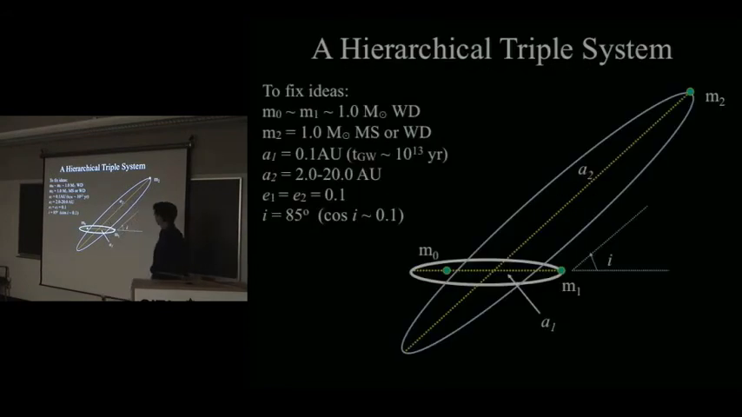So here we go back to our hierarchical triple system. Now I want you to imagine that these two components are both white dwarfs, and the tertiary sitting out there is maybe a 1 solar mass main sequence star or a white dwarf. Let the initial separation be 0.1 AU. So the gravity wave time is 10 to the 13 years. It's 100 times the age of the universe. And we make the semi-major axis of the outer guy maybe 2 or 20 or 50 AU. We give low eccentricities, we make the inclination 85 degrees, and we compute.